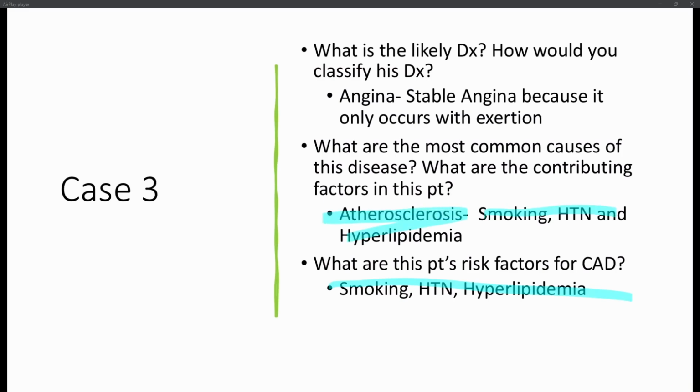Atherosclerosis. He's got smoking, hypertension, and hyperlipidemia. Those are all risk factors for atherosclerosis. That's what's causing the lumen to decrease in its size. And then obviously he has risk factors for coronary disease, just the smoking, hypertension, hyperlipidemia. You can also include family history as well, because the father had it at 56.